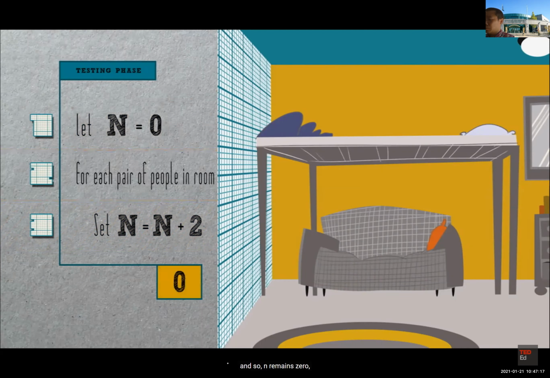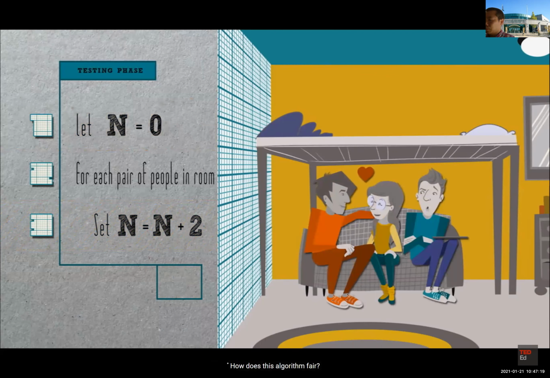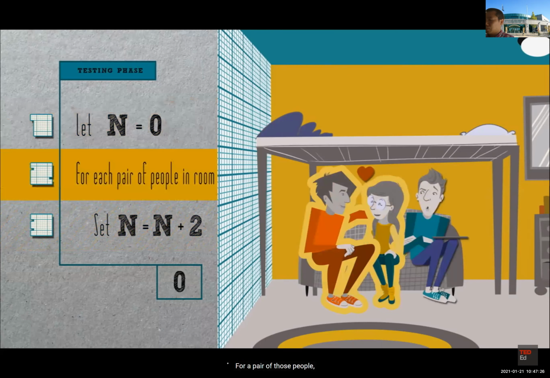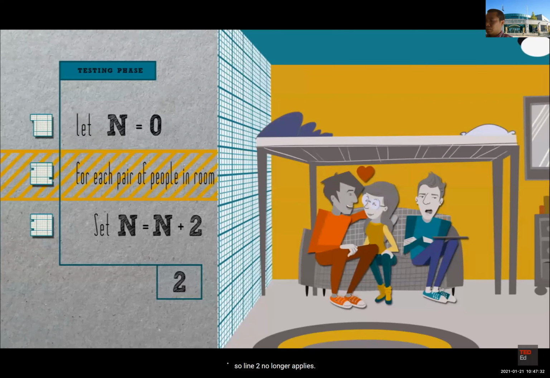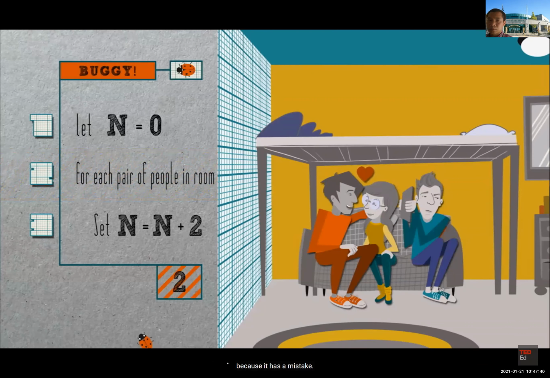But what if there are 3 people in the room? How does this algorithm fare? Let's see. In line 1, we initialize n to 0. For a pair of those people, we then increment n by 2. But then what? There isn't another full pair of people in the room, so line 3 no longer applies. And so by this algorithm's end, n is still 2, which isn't correct. Indeed, this algorithm is said to be buggy because it has a mistake.